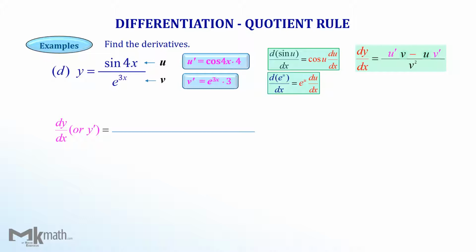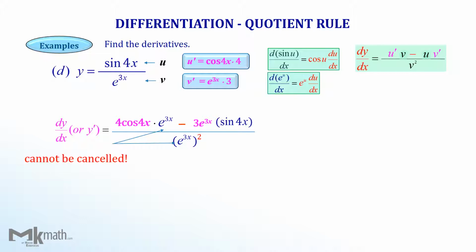The first term should be u prime, 4 cosine 4x, times v, which is 3x. Make sure to have the negative sign. For the second term, we use v prime times u again. Finally, place v squared on the denominator. Again, do not cancel those two terms.